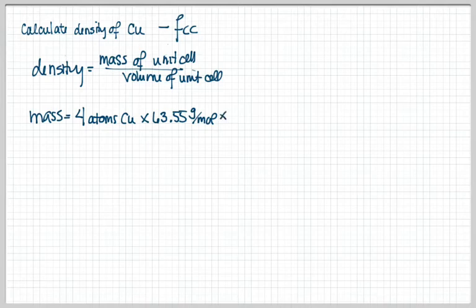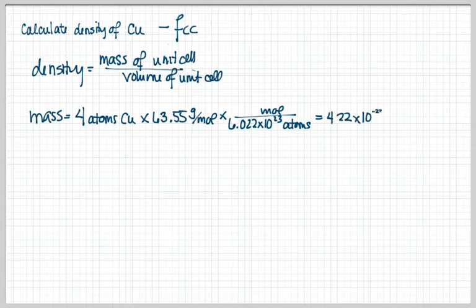And so to convert between those, we're going to use Avogadro's number, 6.022 times 10 to the 23rd atoms per mole. Okay, and if we do that, we work out that in one unit cell, there are 4.22 times 10 to the negative 22 grams of copper. So now we know the mass of copper inside the unit cell. We're next going to need the volume of the unit cell.